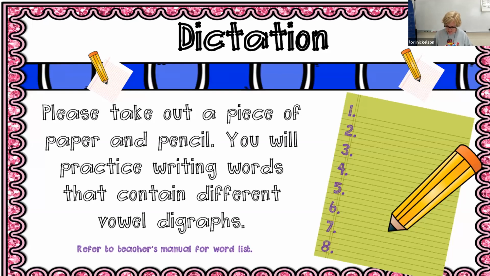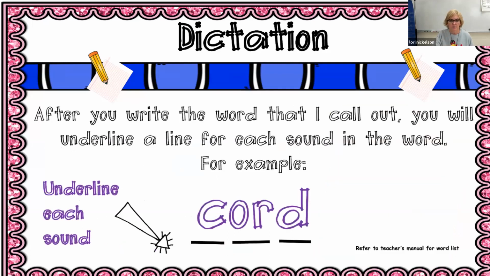We are going to dictate. Let's see here. I'm going to dictate some words and you need your whiteboard and your marker. So how this is going to work is after you write the word that I call out, you're going to underline a line for each sound in the word. For example, cord, you're going to go k or d. So you're going to have three sounds there, right? So that's what you're going to write on your board. K or d. Write the three blanks and put the sounds in it.